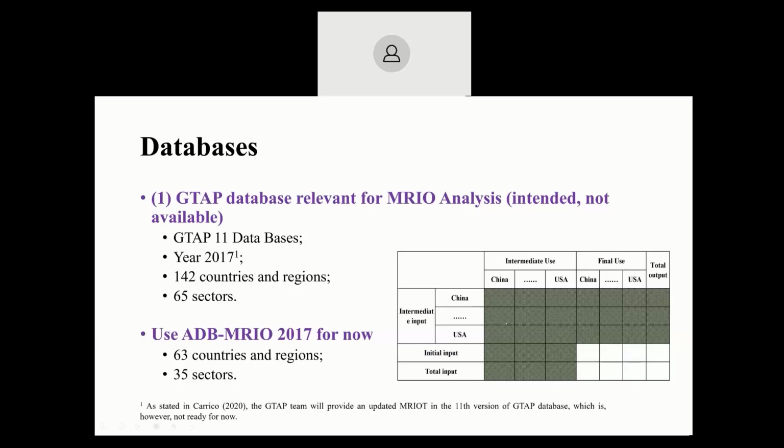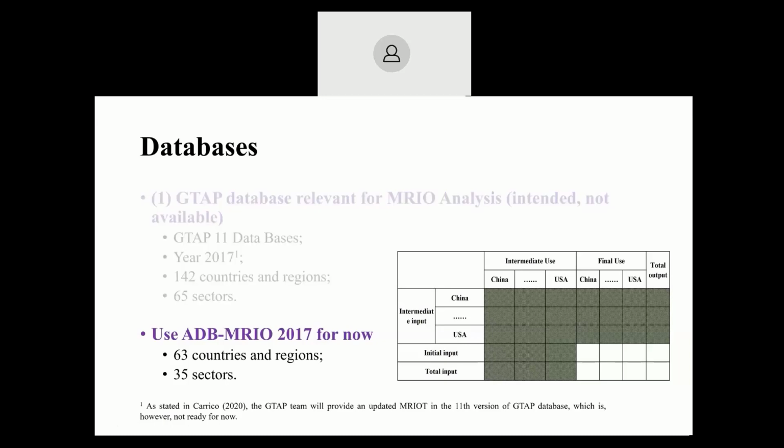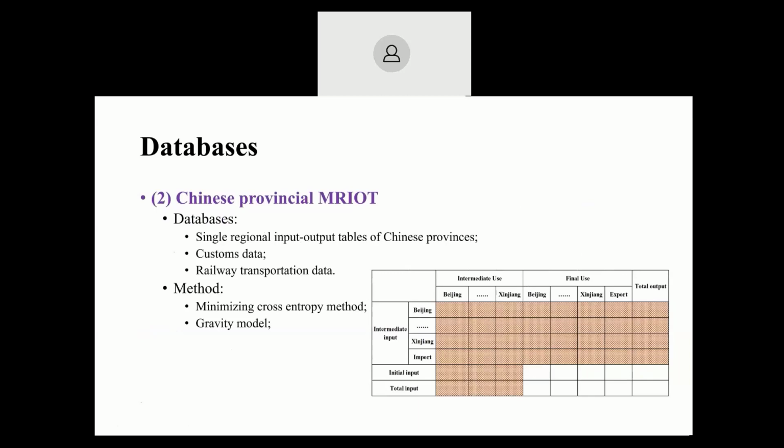So here we show the basic format of the global MRIOT. Usually it will include the regional, inter-country intermediate use matrices, and final use matrices. It will also provide the initial input vectors, i.e. the value-added vectors, and also the total input, which equals the total output. In the future, once the GTAP MRIO for the year 2017 is ready, we will apply this framework to update our table.